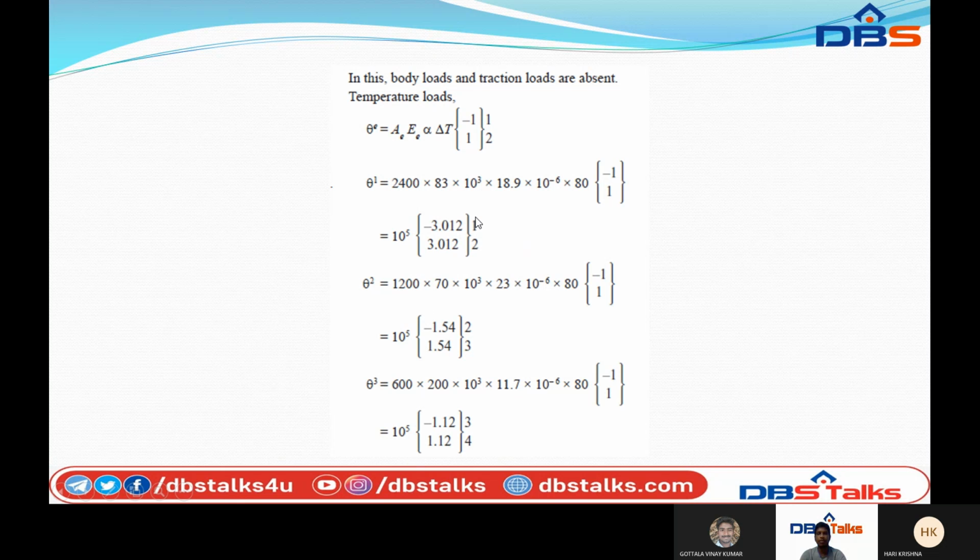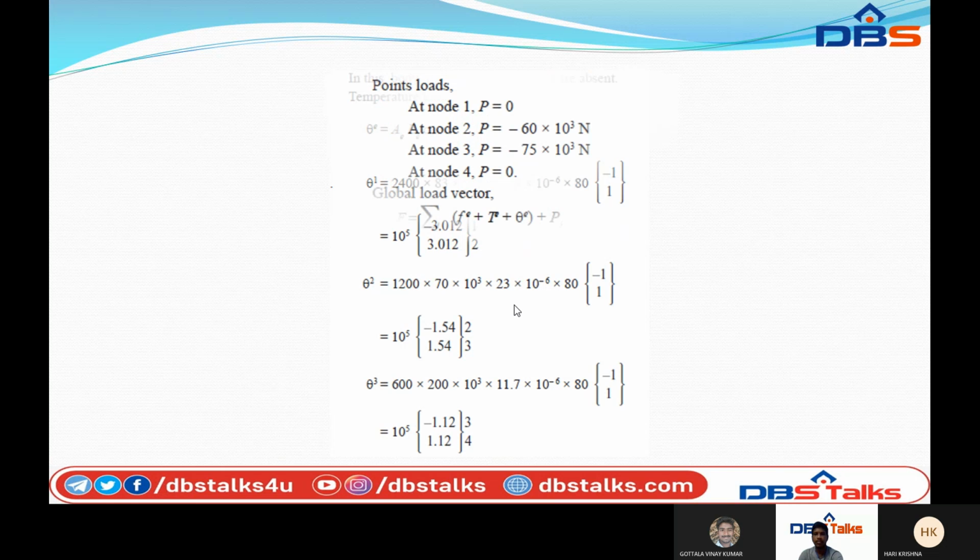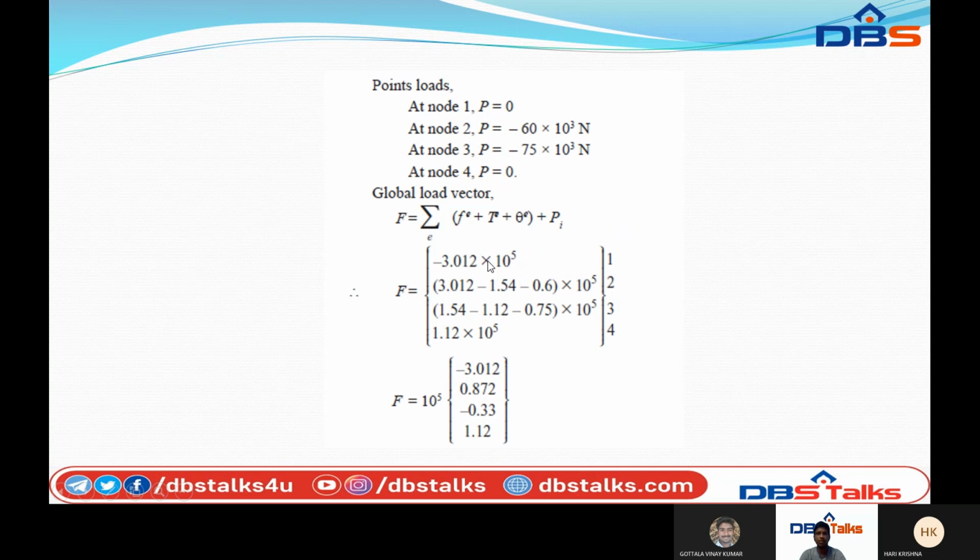After getting all the values, you have to write and note down the values like 1, 2, 2, 3, 3, 4. Based on this, to calculate the force vectors here. Point loads. After the temperature calculations, you have to calculate the point loads and write down the values. Point loads at node 1.